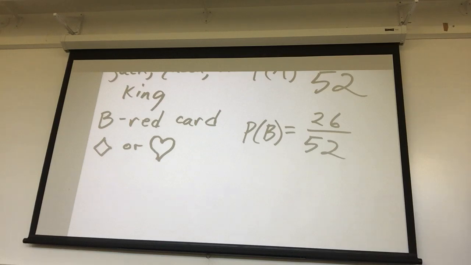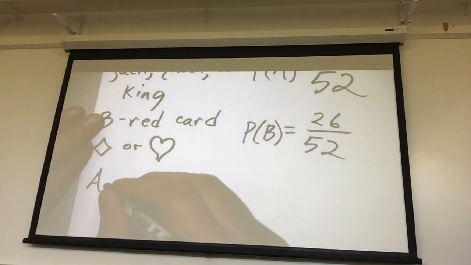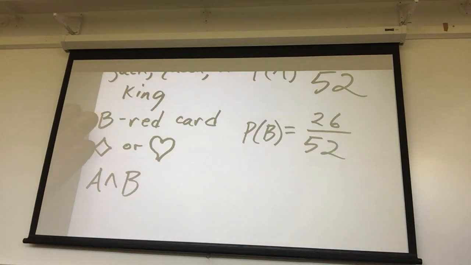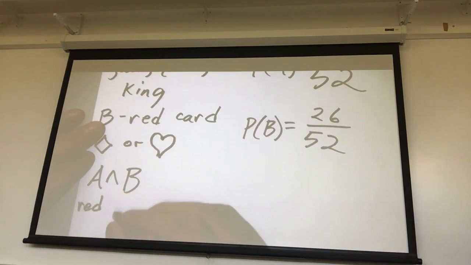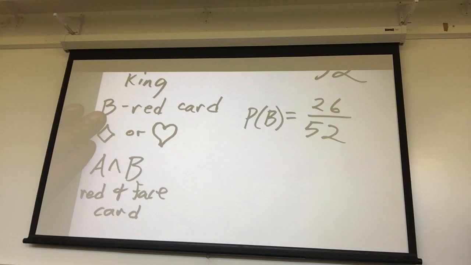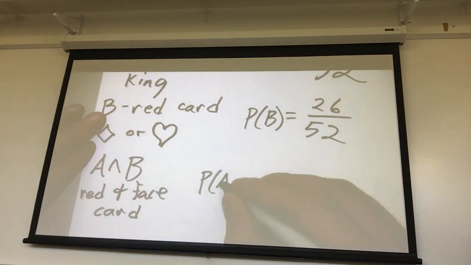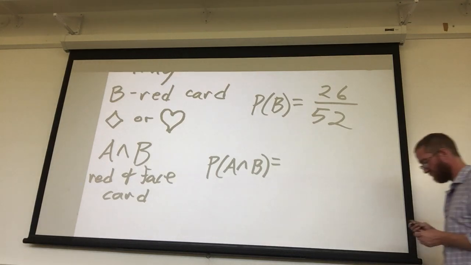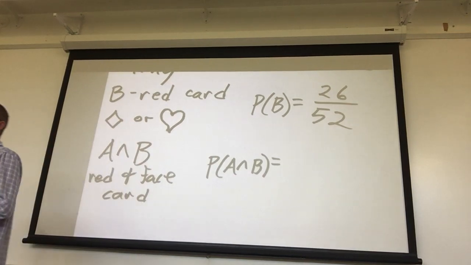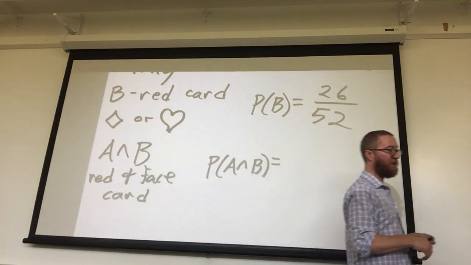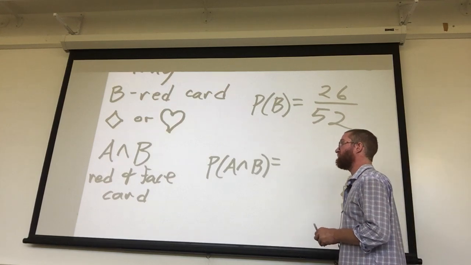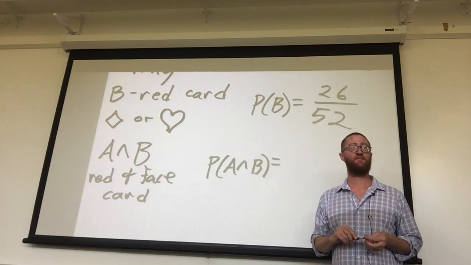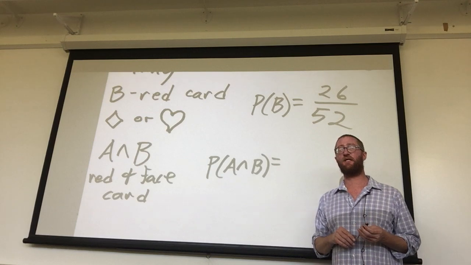A little bit trickier of a question is what would A intersection B be. That would be a red and a face card. So we have to ask ourselves, what is the probability of choosing a red card that is also a face card? Red and face card, that's what is meant by intersection. So we're going to have jack, queen, and king within half the deck.